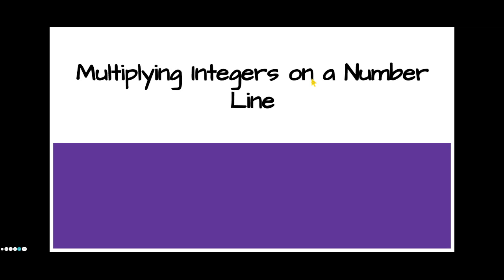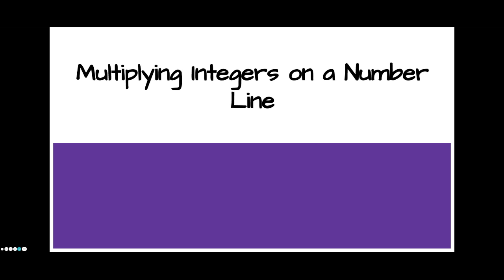Today we are starting Unit 4, which is all about integer operations, which are positive and negative numbers. We're going to begin by multiplying and dividing this week, and today we're focusing on multiplying by using a number line.